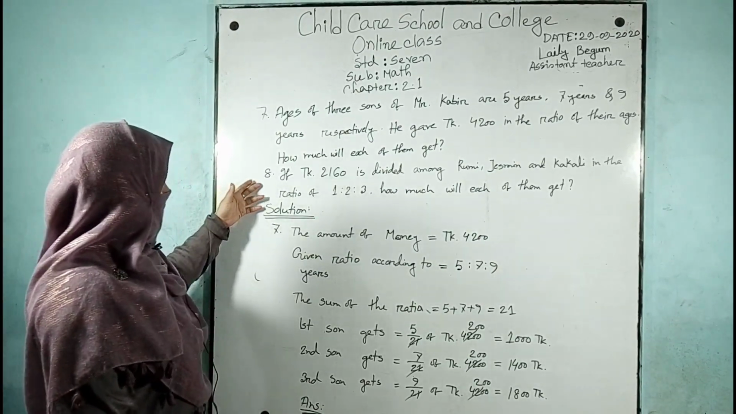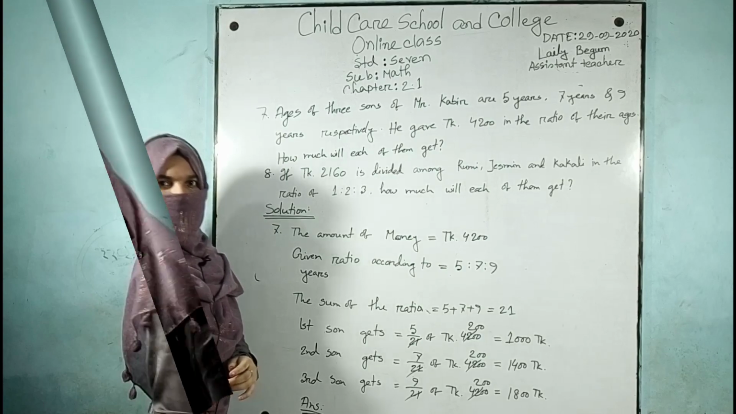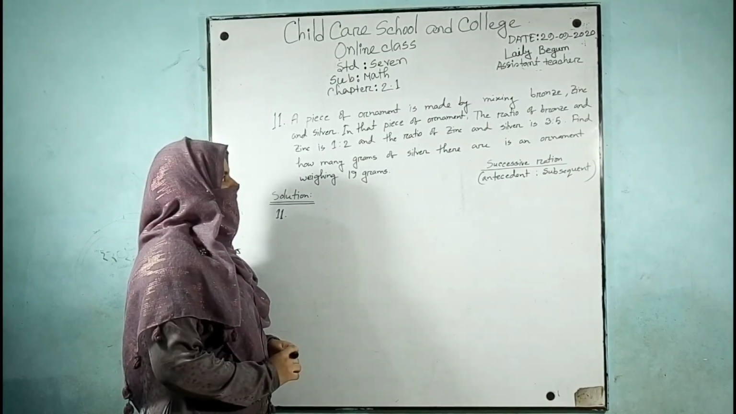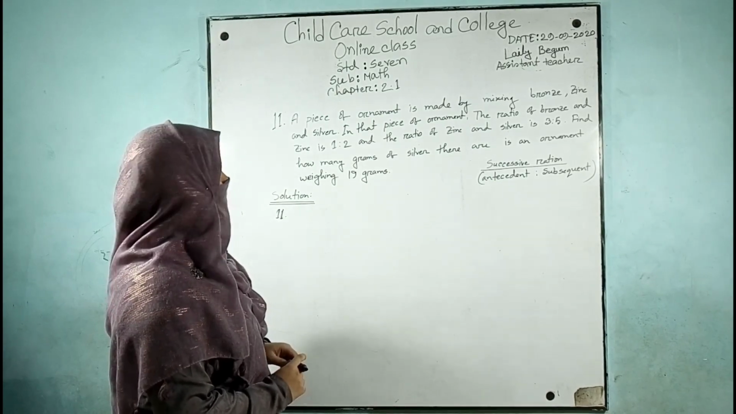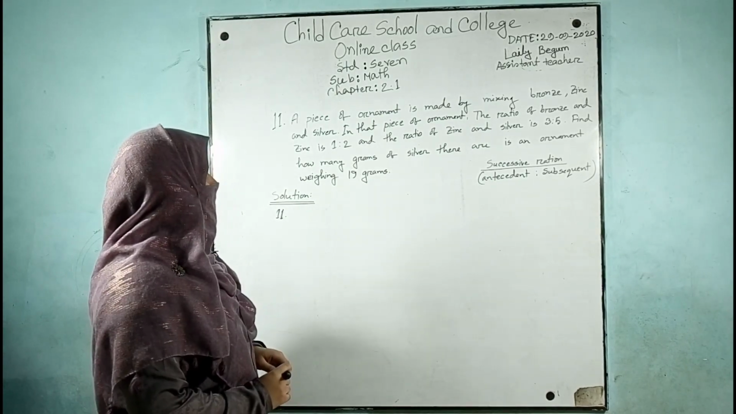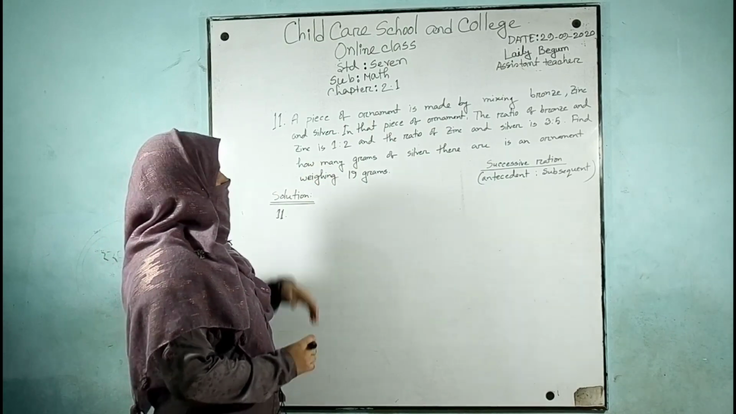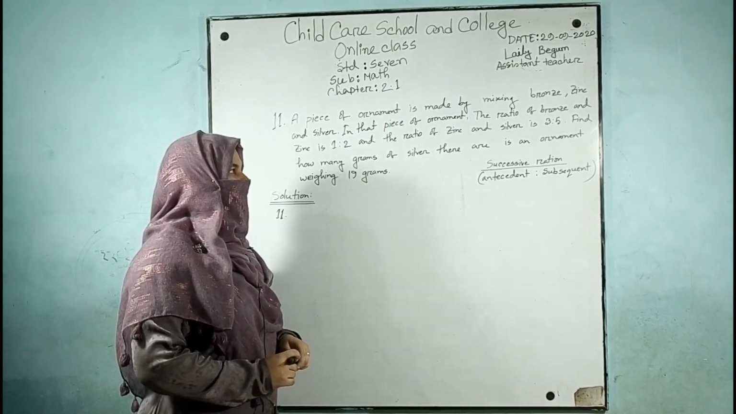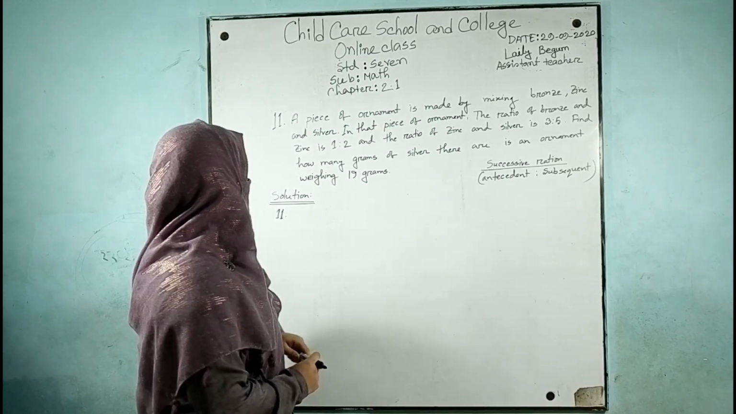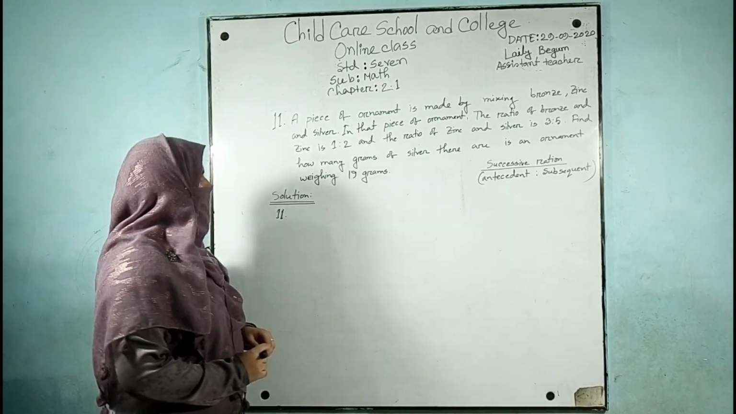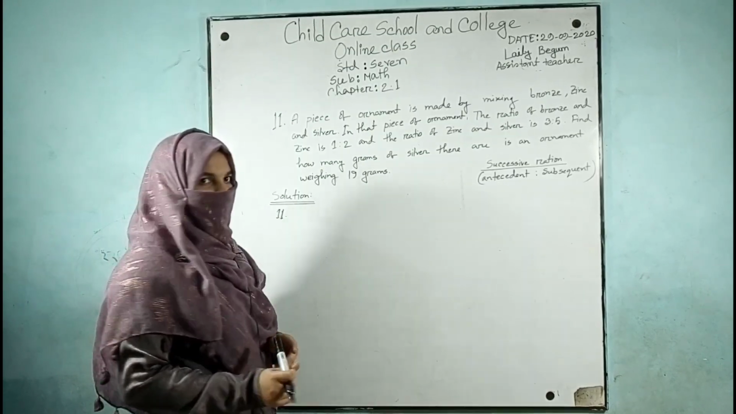Now we solve the next question. Question 11. The question says an ornament is made by mixing bronze, zinc and silver. In that ornament, the ratio of bronze and zinc is 1:2, and the ratio of zinc and silver is 3:5. Find how many grams of silver there are in an ornament weighing 19 grams. Now solve this.